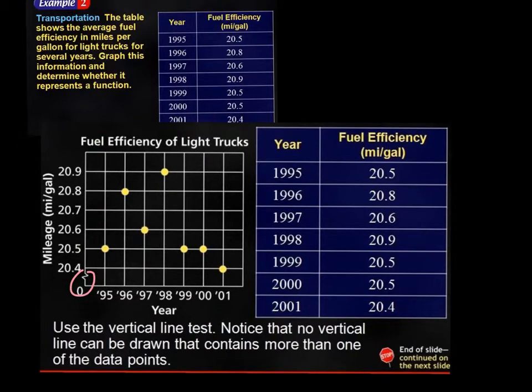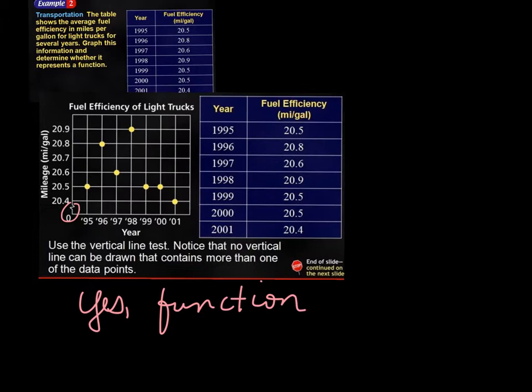Okay, vertical line, vertical line. Usually I just lay my pencil down there and move the thing all the way across. But every vertical line I draw contains no more than one point. So yes, that is the graph of a function. And time is a good thing to graph a line over. We could connect the dots and make a line graph looking at trends.